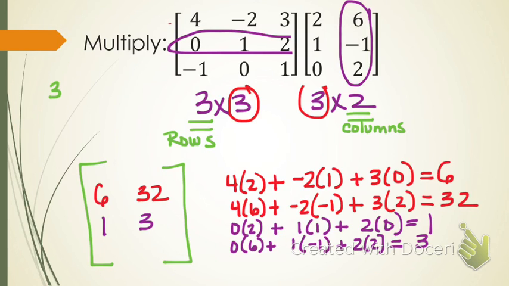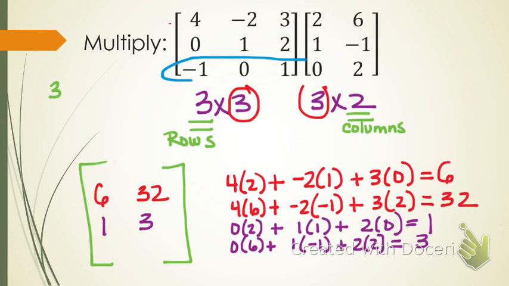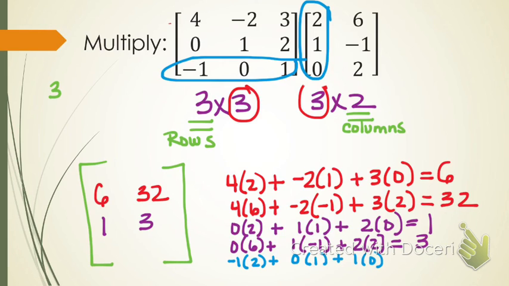And then lastly, you're going to do the same thing with the third row. Let's multiply it by the first column. So that would be negative 1 times 2 plus 0 times 1 plus 1 times 0, which is negative 2. That would go here.